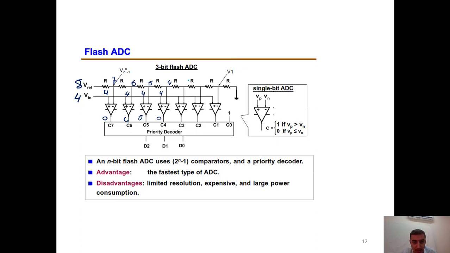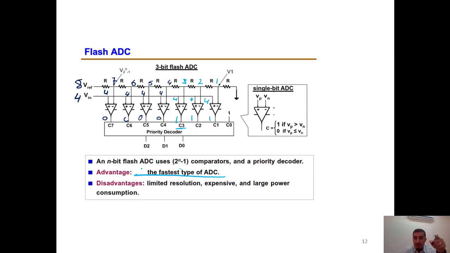So here, this is 3 volts and this is 4. Is 4 greater than 3? Yes, we get here 1. Then is 4 greater than 2? We get 1. Then is 4 greater than 1? We get 1. And the last input is already 1. So over here you can see, using the priority encoder, we are going to get the value of C3 as our output. Advantages: this is the fastest type of analog to digital converter.